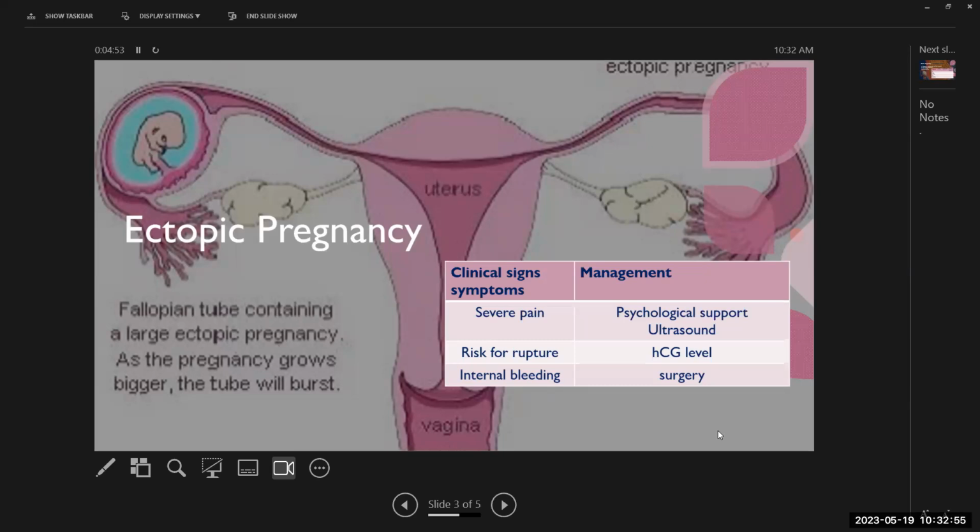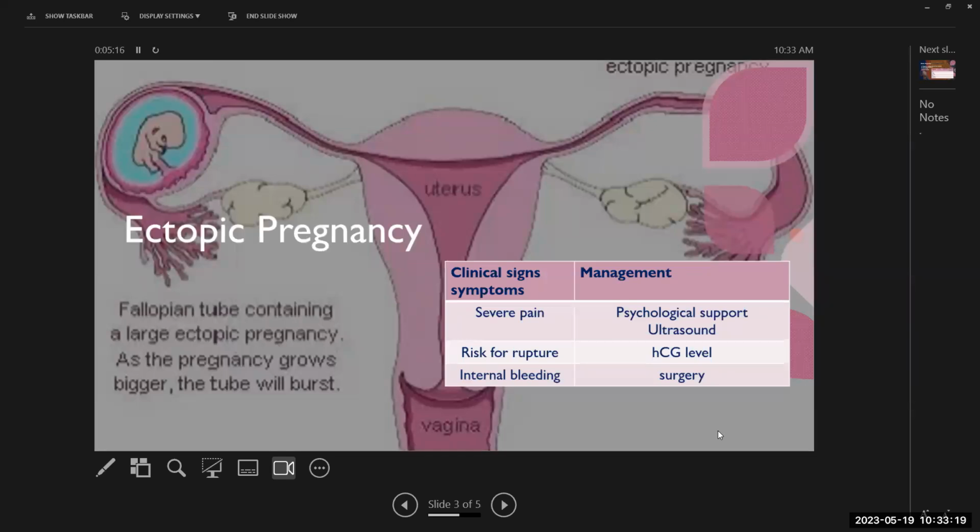So the first thing we want to do is provide, of course, psychological support, collect some information from her, do an ultrasound, and then obtain an HCG level. Also type and cross or type and screen blood type. We want to know what blood type she is in case we need to give RhoGAM. And then we could go to surgery.